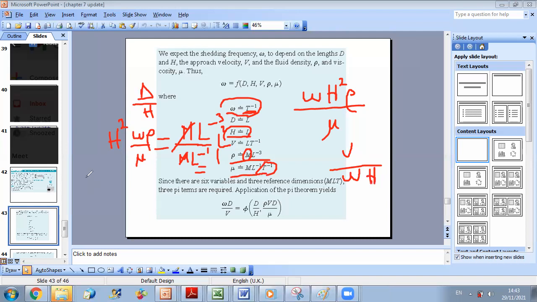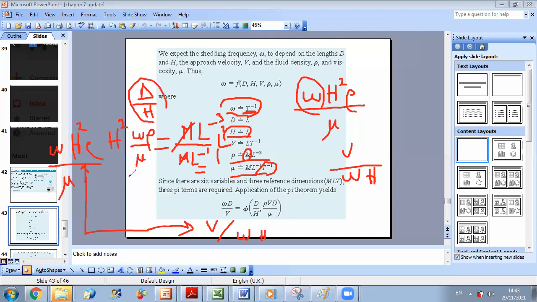And if you want to construct a chart, you will do it as follows. For the vertical one, you will include the group containing omega, because this is the output you need. So you put here omega H square times rho over mu. And on your horizontal axis, you can put, for example, the group involving V. So V over omega H, and you will do several curves for different values of D over H. And then you can get your graph.